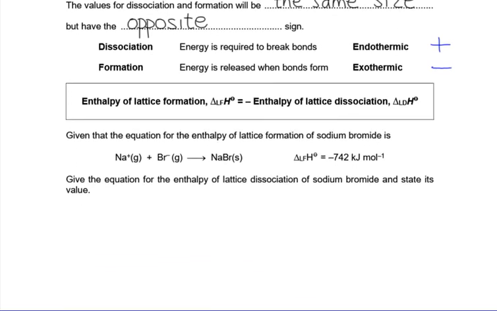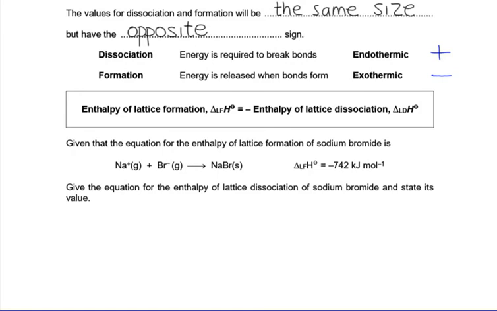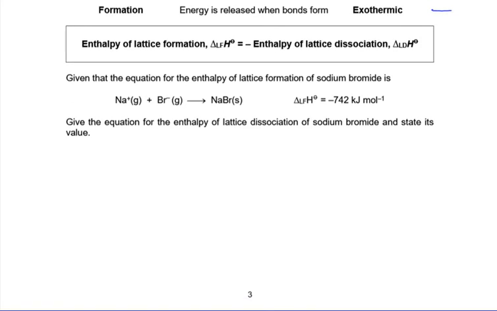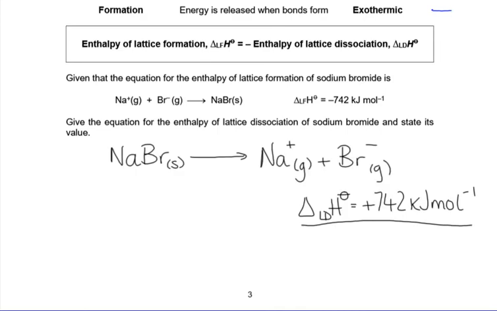So pause the video one more time and see if you can answer the question at the bottom of the page. So there we go. I have reversed the process because that was formation and I wanted dissociation, so it's the other way around. And I've changed the sign from minus 742 to plus 742.